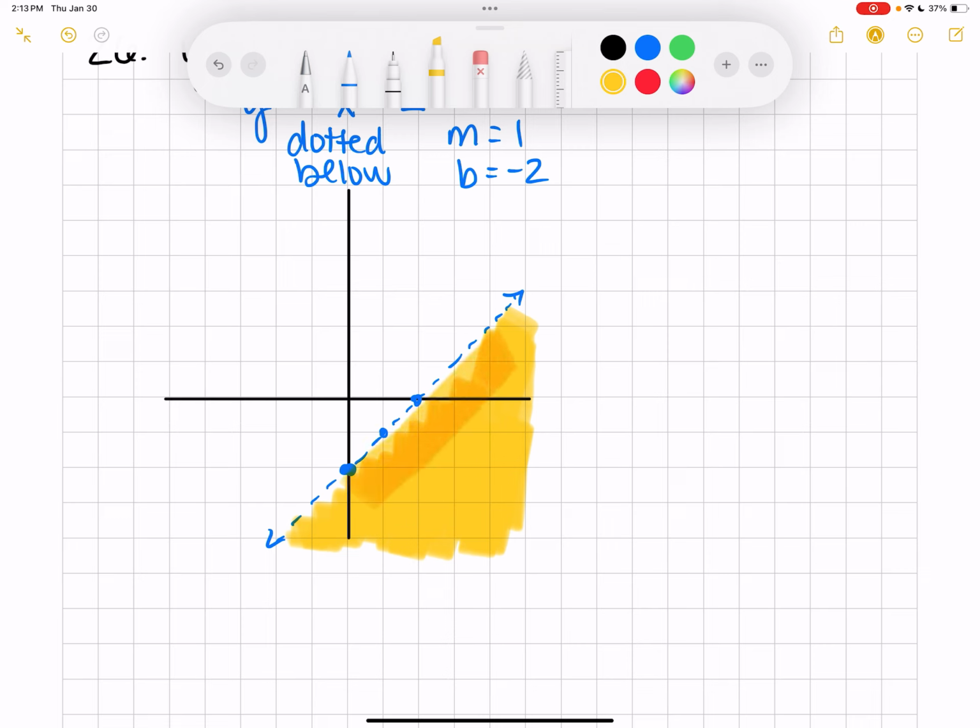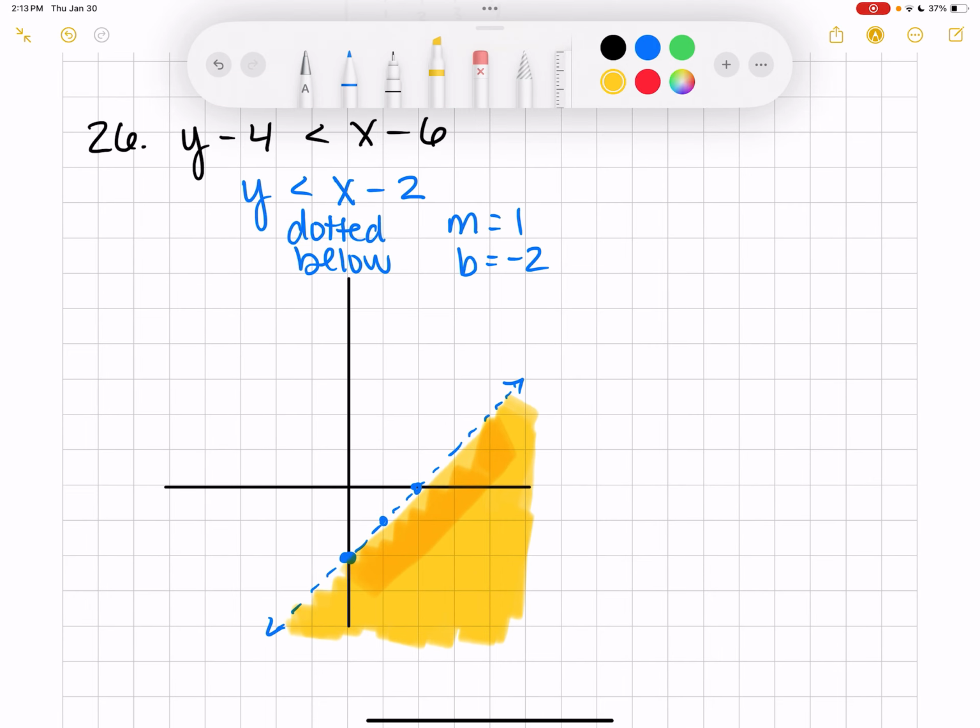And since we've been checking all the other ones, I probably won't check. Well, I'll check this one since we haven't done one that was just less than yet. Let's check the point (3, 0). This will probably be the last one that I check though. I can check it in the original, or in the modified one. Either way is going to give me the same thing. I'll just do the modified one. So (3, 0): 0 is less than 3 minus 2, 0 is less than 1, which is true. So I shaded correctly.